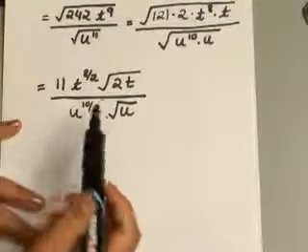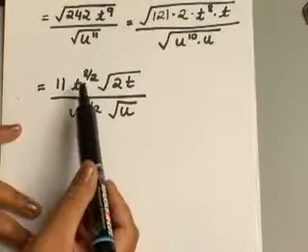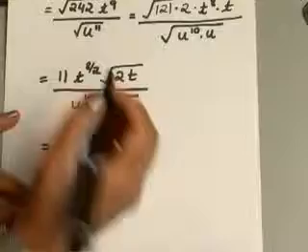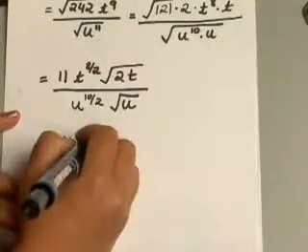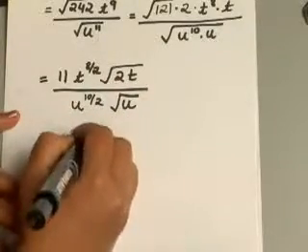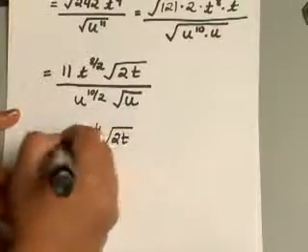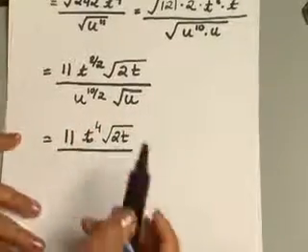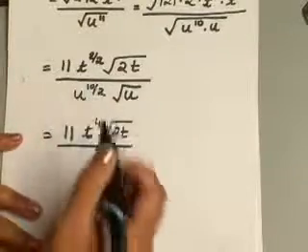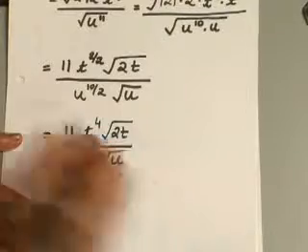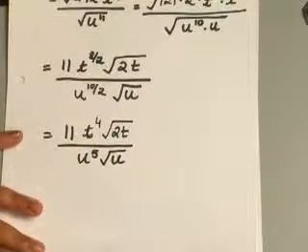Now, all you have to do is simplify your exponents here. So you will end up with 11. 8 over 2 will give you 4. Okay, and the square root of 2t stays. And then for your denominator, 10 over 2 will give you 5. So that gives you u to the 5th square root of u.